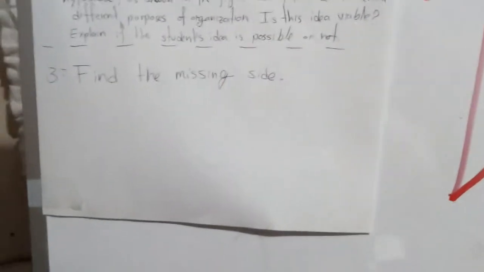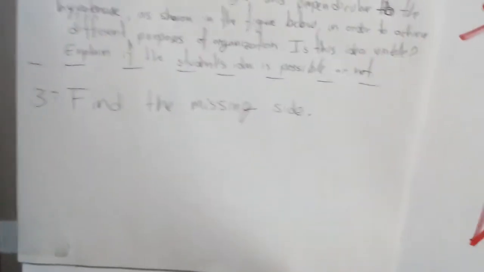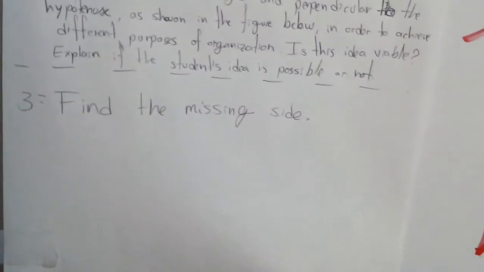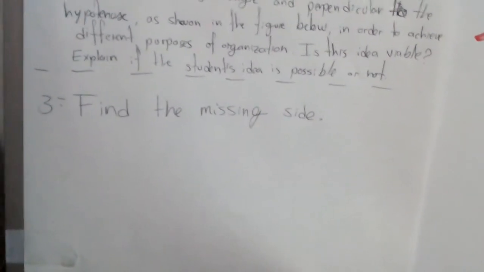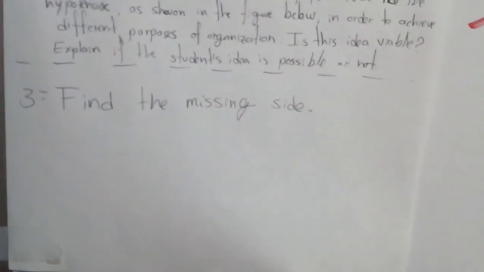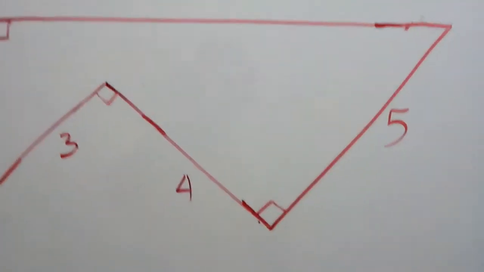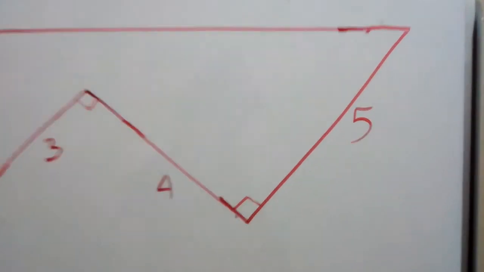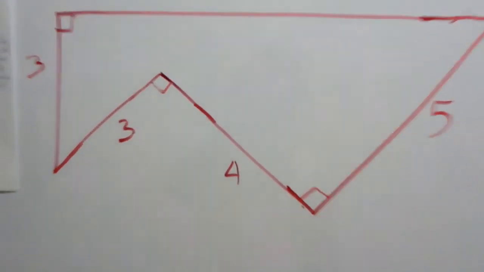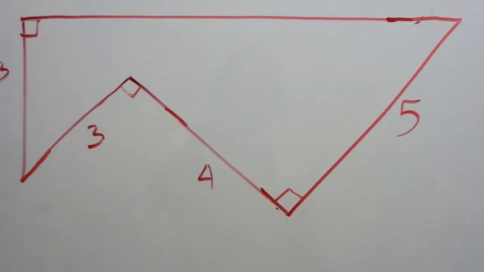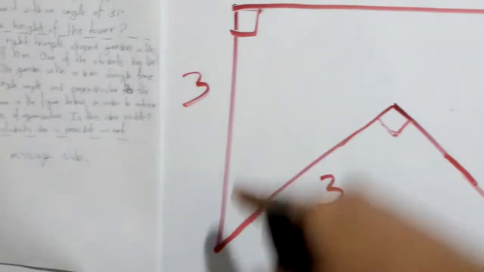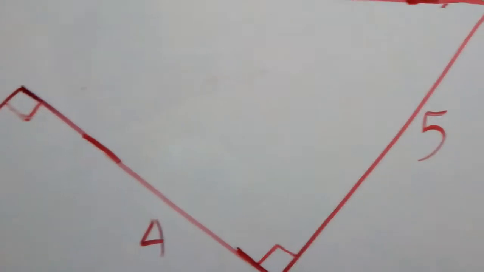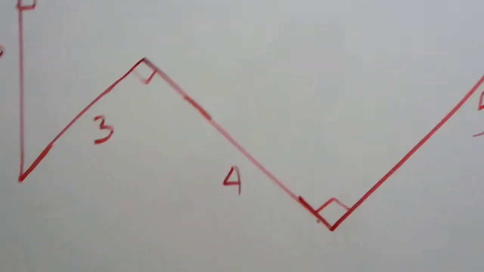On to the final problem. The final problem has a very simple instruction: find the missing side. This is the figure that is provided. A polygon. We have information about this polygon, and all sides are known. This is 3, this is 3, this is 4, this is 5. The only missing one is this one, so you have to find it.